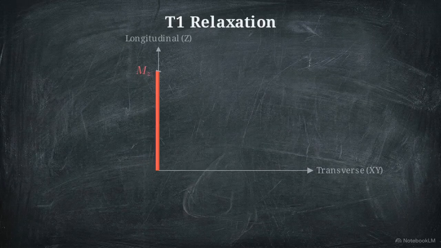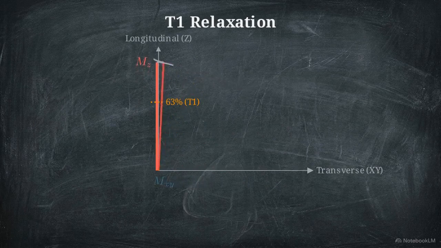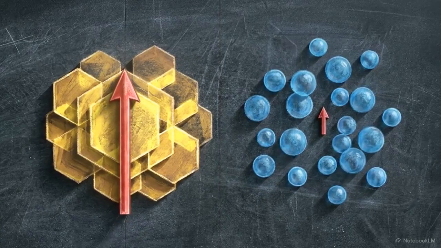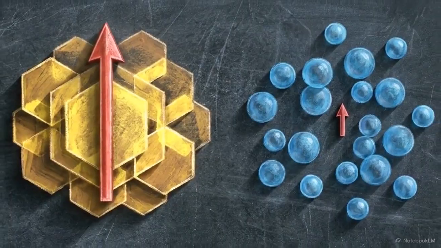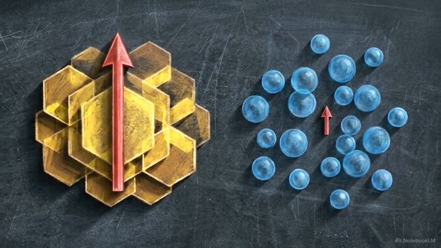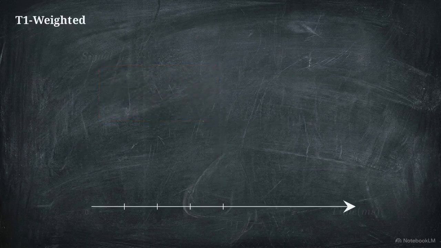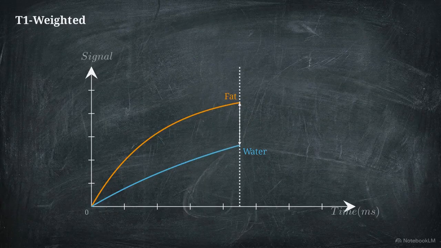Let's isolate T1. Mathematically, T1 is the time it takes for the longitudinal magnetization vector, or MZ, to recover after a pulse. Different biological molecules recover at different speeds. Fat recovers quickly, meaning it has a short T1. Water recovers slowly, meaning it has a long T1. Looking at the upper left quadrant of our matrix, to capture the maximum difference between these tissues, we fire the next RF pulse exactly when their vectors are furthest apart. Catching this point requires a short TR, between 300 and 600 milliseconds.